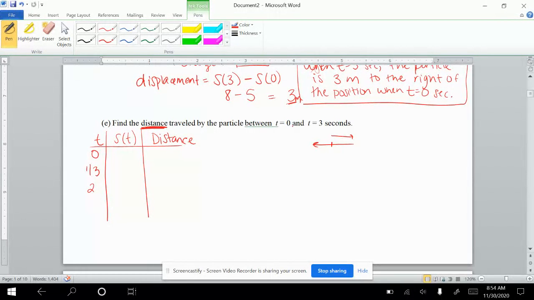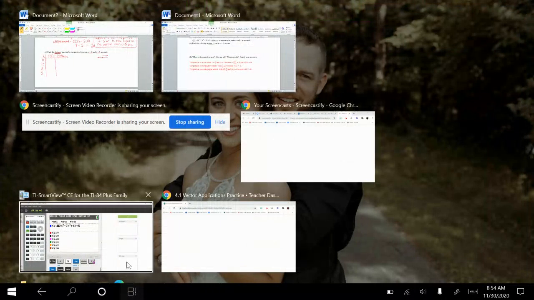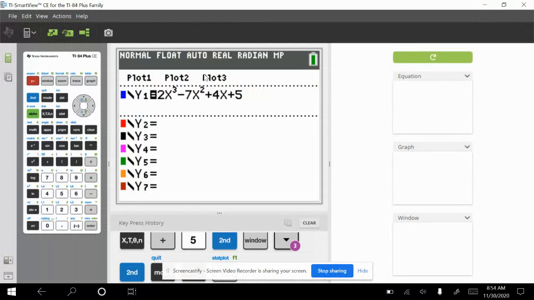And then our endpoint, they want to know between 0 and 3, would be here at 3. And so we have to come up with what the values are at 0, 1/3, 2, and 3. And if you recall, there is a way for you to get this table on your calculator, which I have put the equation in already.